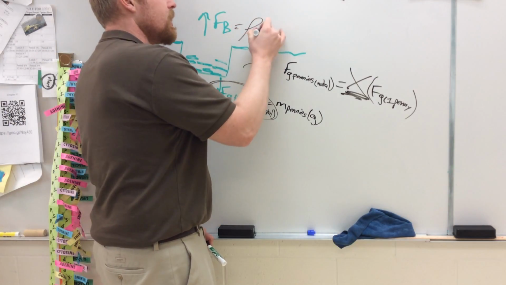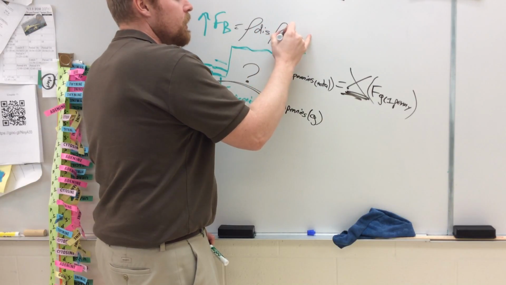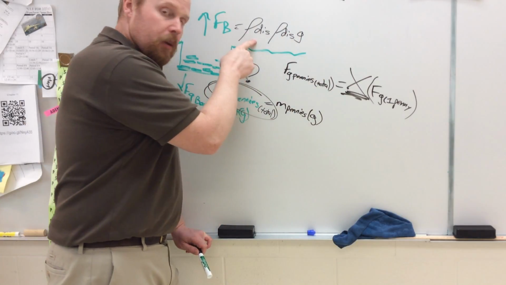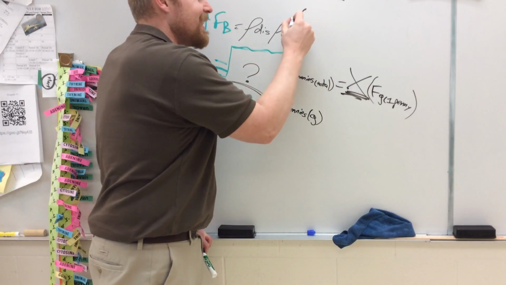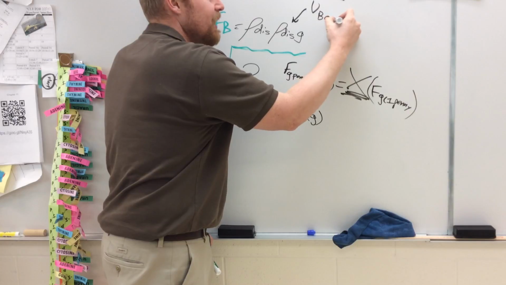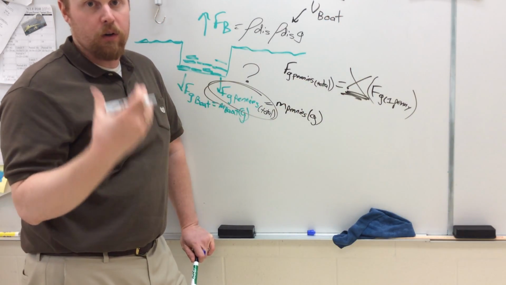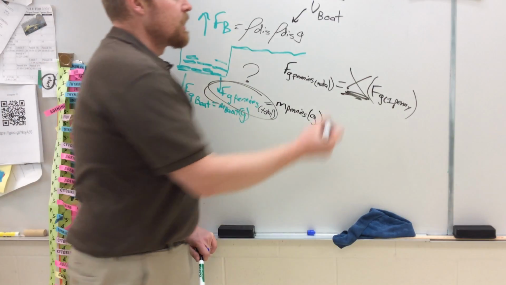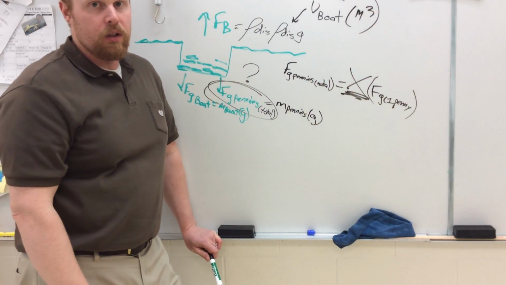Remember, the buoyant force is the density that's being displaced times the volume that's being displaced times G. What's being pushed out of the way? How much is being pushed out of the way? This volume of water that's being displaced is the same as the volume of your boat. Your boat sank, your boat displaced some water, it displaced that much water before it sank. In cubic meters. Make sure you did that conversion ahead of time.